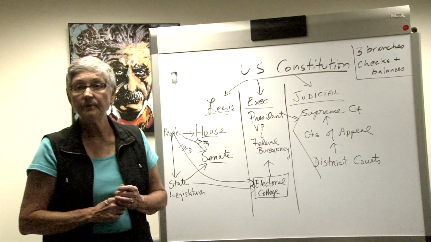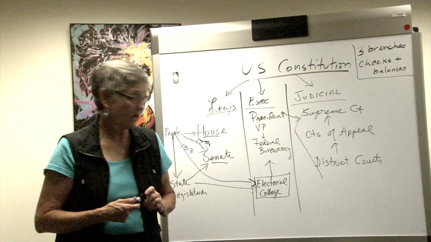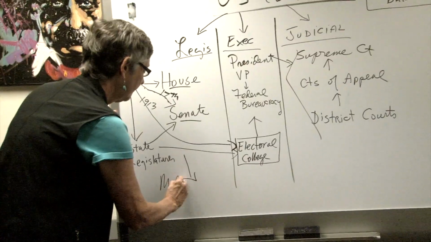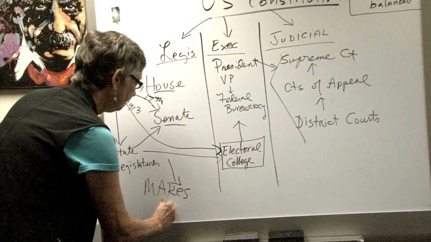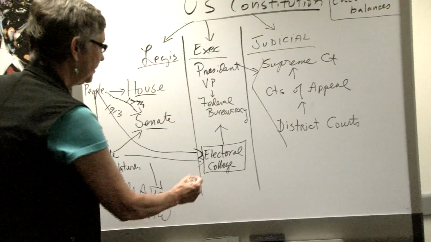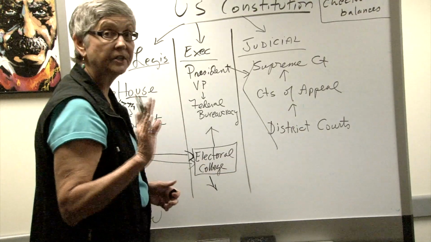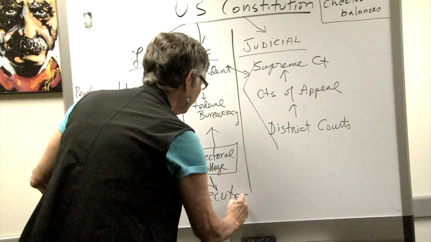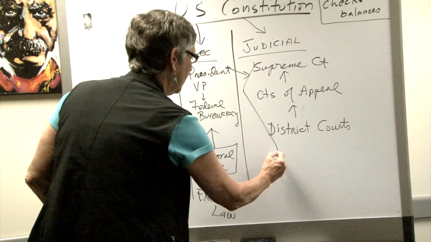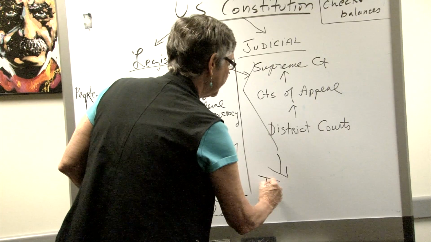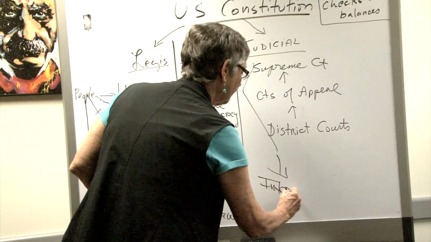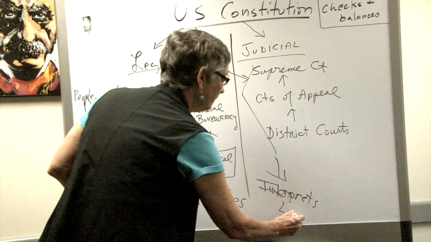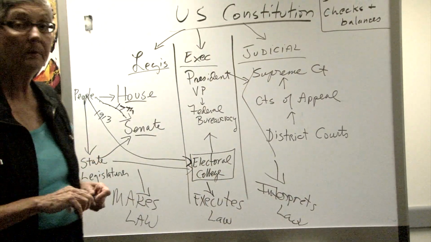So here's the optimum bottom line of this entire discussion. The legislative branch makes the law. The executive branch carries out, or executes, the law. And the judicial branch interprets the law. Tells us what it means.